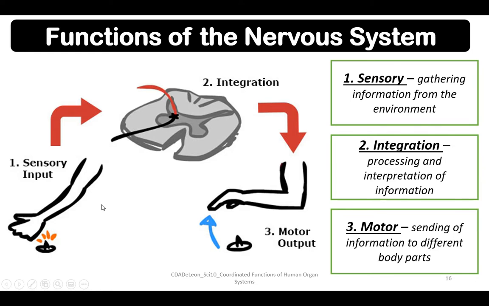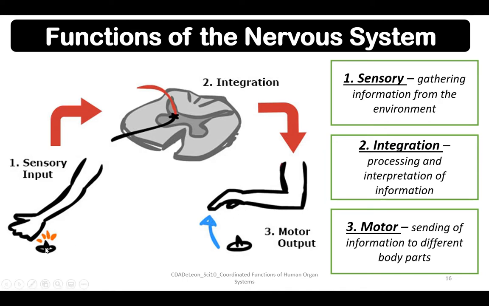So we have a hand, di ba? And then natusok siya ng thumbtacks. So, during that incident, the stimulus or the message will go directly to the spinal cord, which is the point of integration. Integration is the processing and interpretation of the information. Then followed by the motor output, where information is sent to different parts of the body.